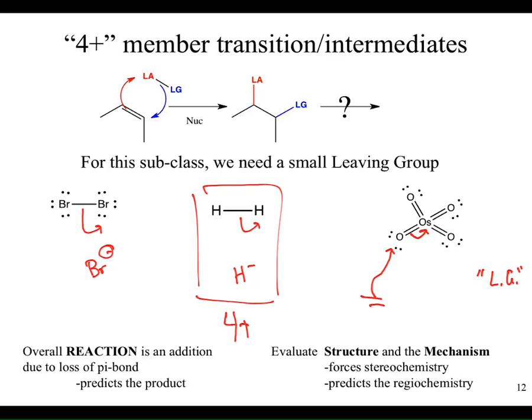Which ends up meaning we get this big cyclic reaction. The other oxygen comes out, and we form a 5-member transition. So yes, this reagent does fit the bill of the 4+ system. Our leaving group is electrons. That is by definition small.